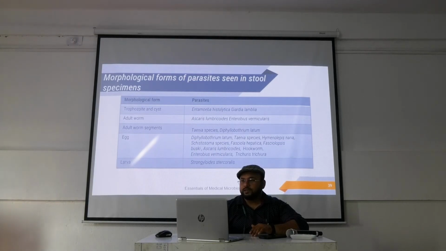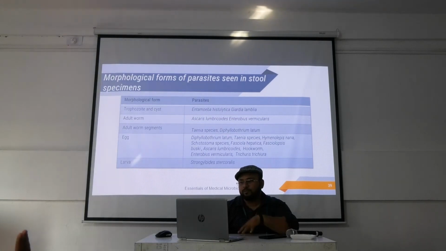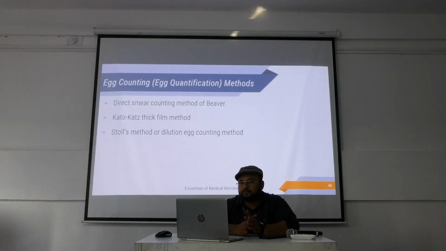So these are the morphological forms of parasites seen in stool specimen: trophozoites and cysts of Entamoeba histolytica, adult worm of Ascariasis, adult worm segments of Taenia, egg of Taenia species, Hymenolepis nana. Larvae of Strongyloides can also be seen. Egg counting methods: there are some direct smear counting methods or Kato-Katz thick film method. Just remember the names. These are all important viva questions.